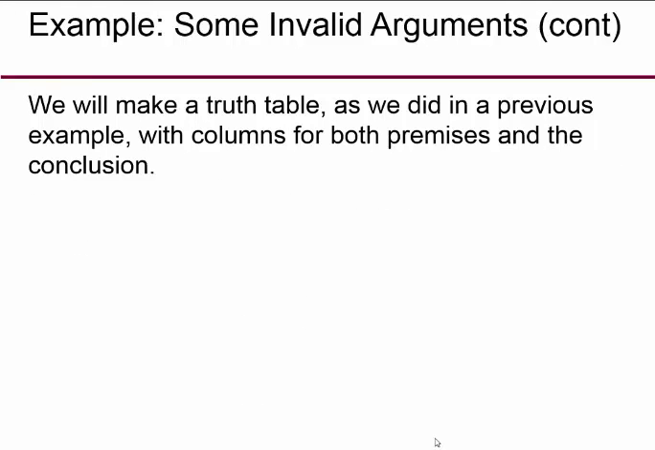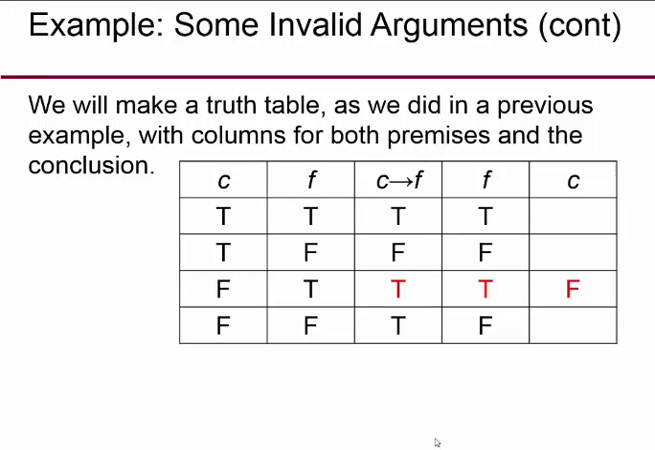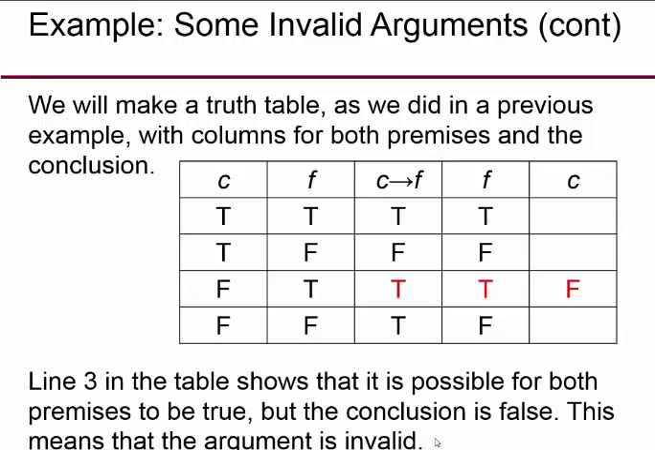So we'll make a truth table as we did in the previous examples with columns for both the premises and the conclusion. Now here you can see that when both premises are true, the conclusion is false. So line 3 in the table shows that it's possible for both premises to be true, but the conclusion is false. This means that the argument is invalid. And so what happens here is that we have if C then F and F, and then we end up with a false in the final column.